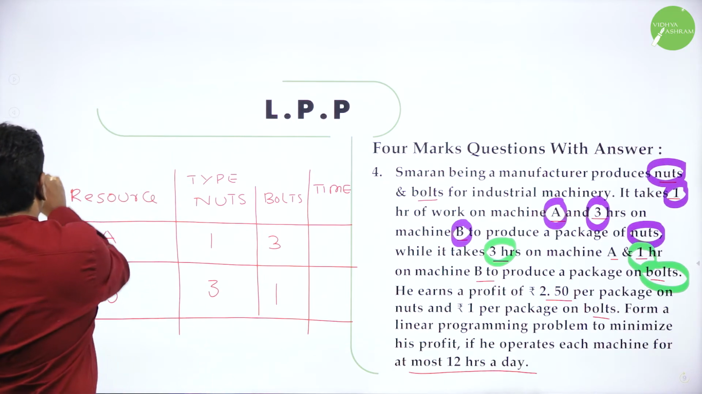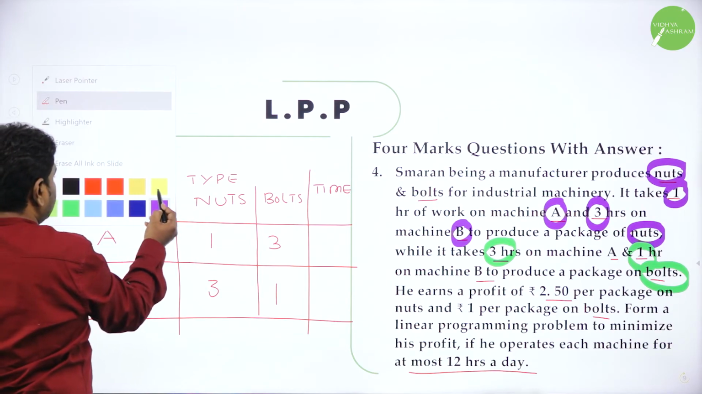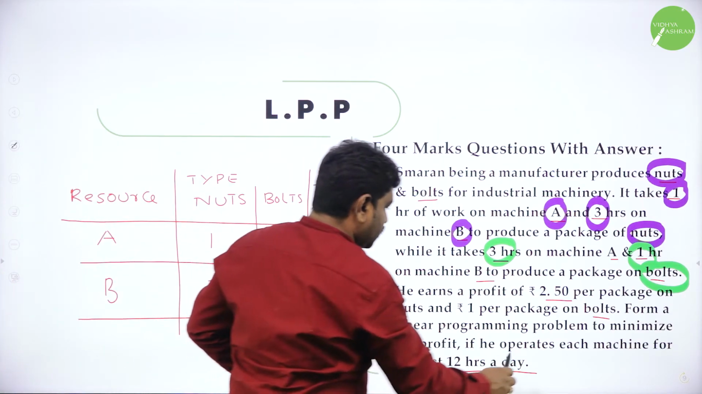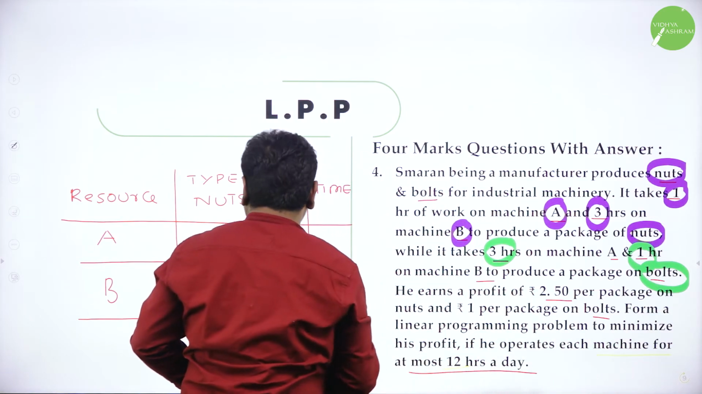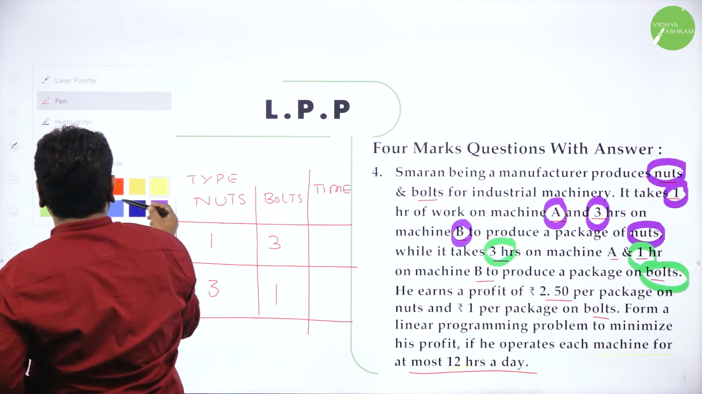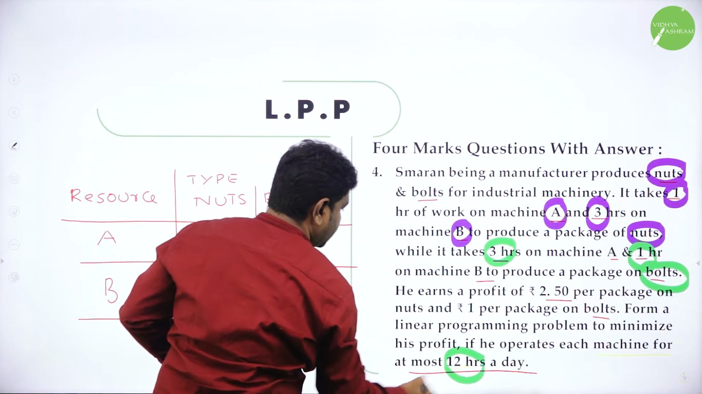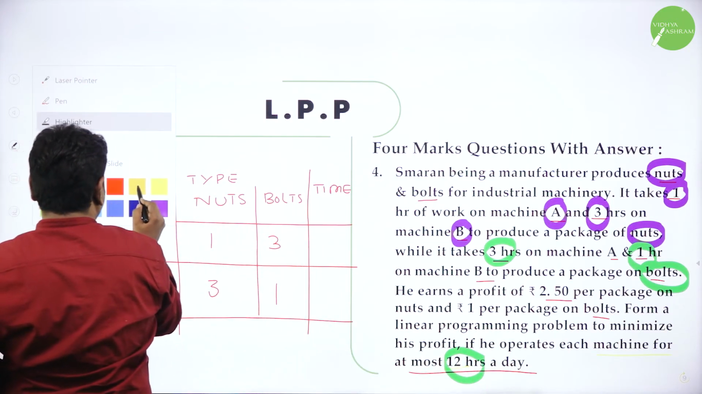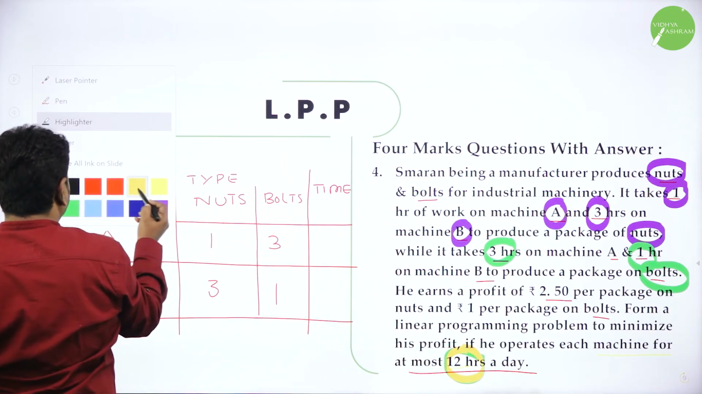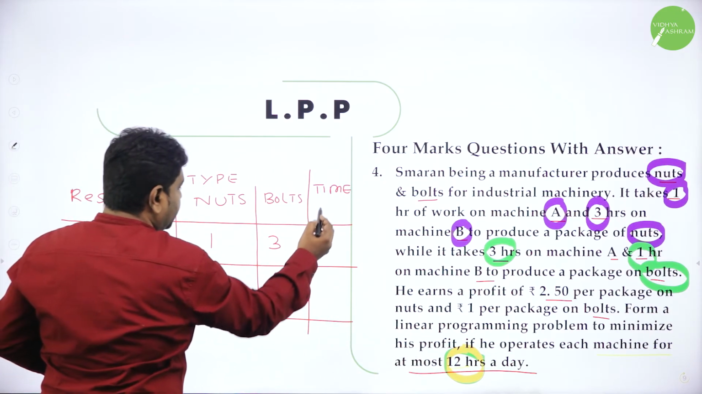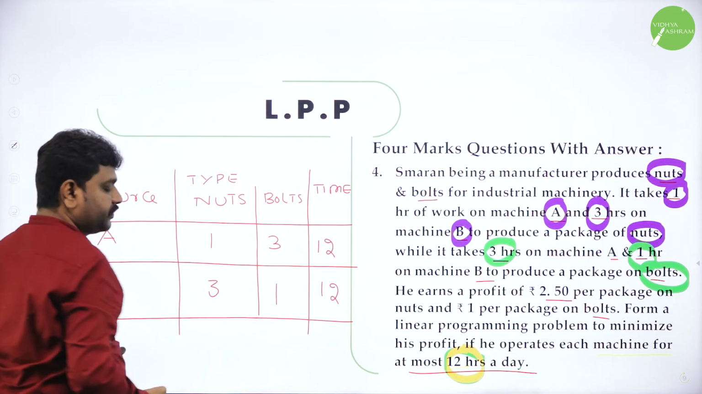And the time constant is also given when you read. They told us machines can operate for 12 hours a day. So time: machine A 12 hours, machine B 12 hours.